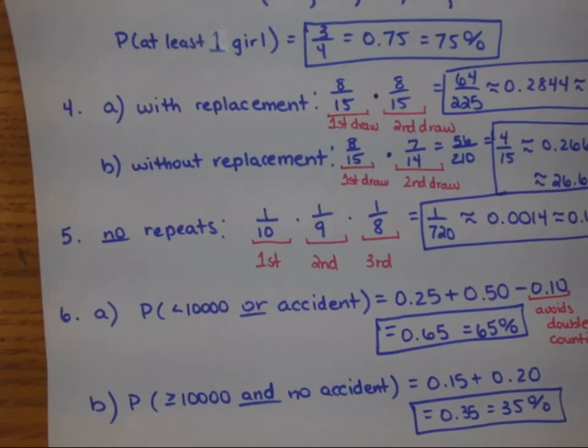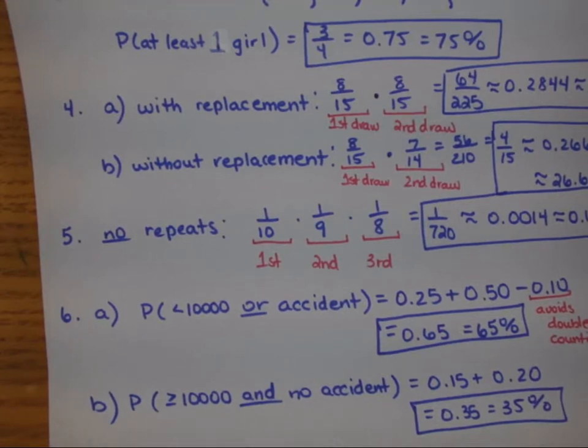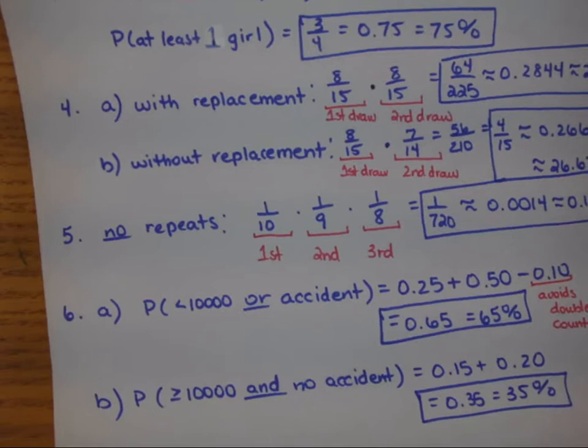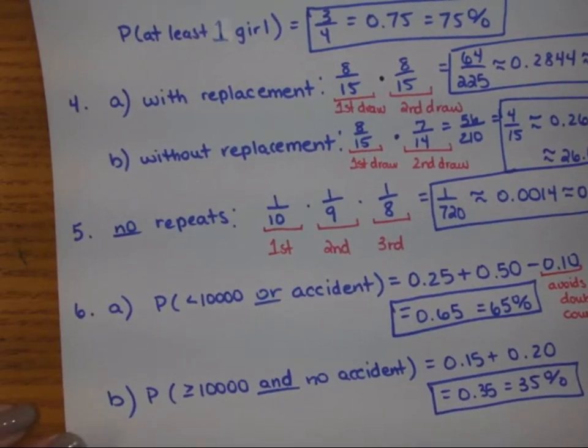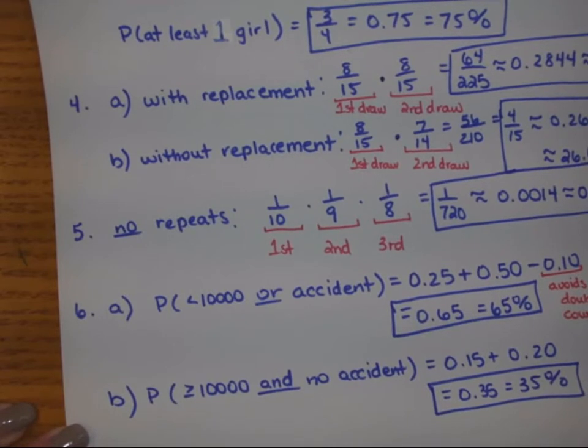All right, so number 7. Note that in number 7, this is mentioned as a loaded die because not all values are equally likely. For part A, remember that all probabilities must add up to 1.